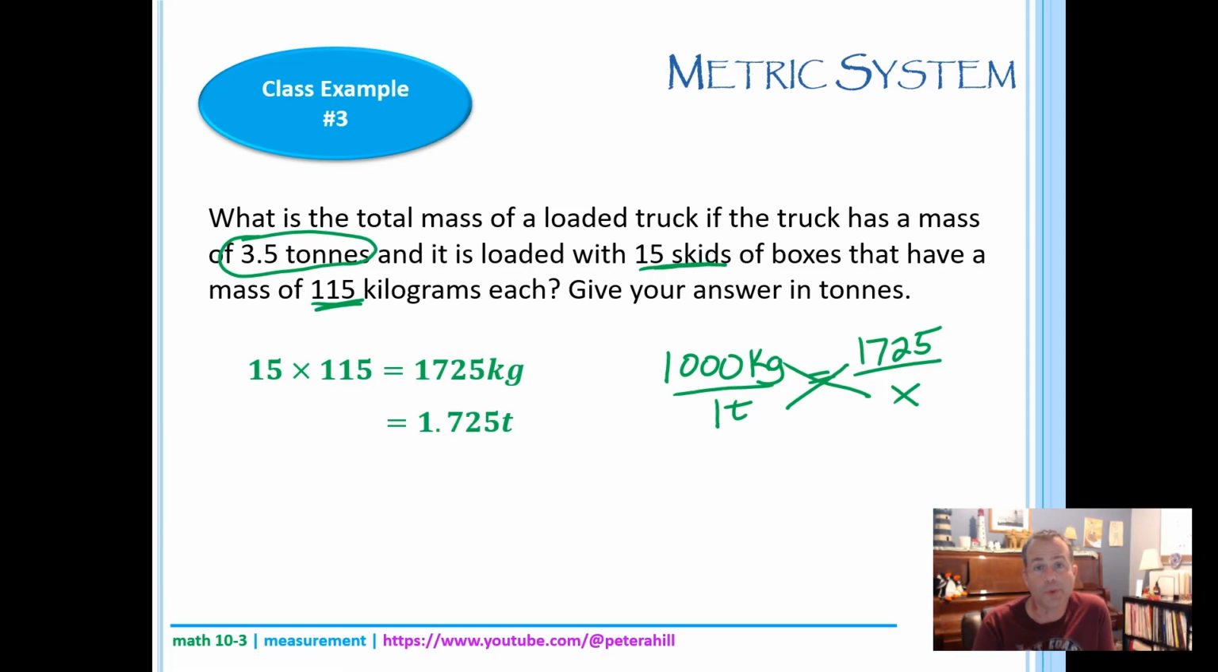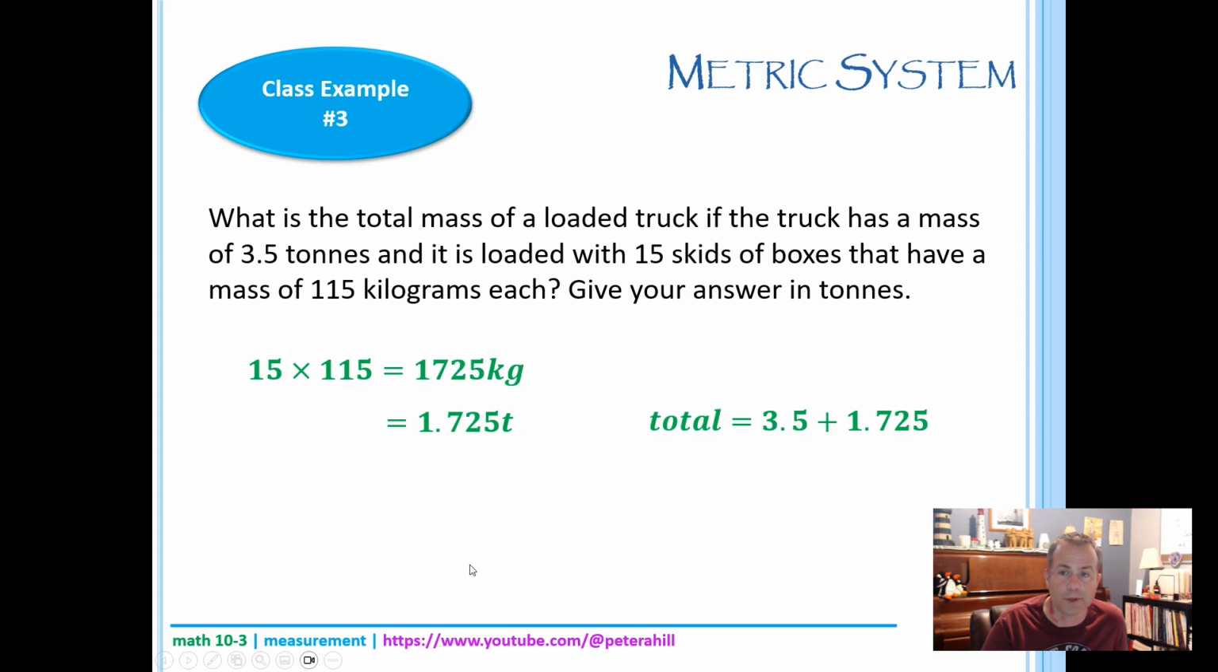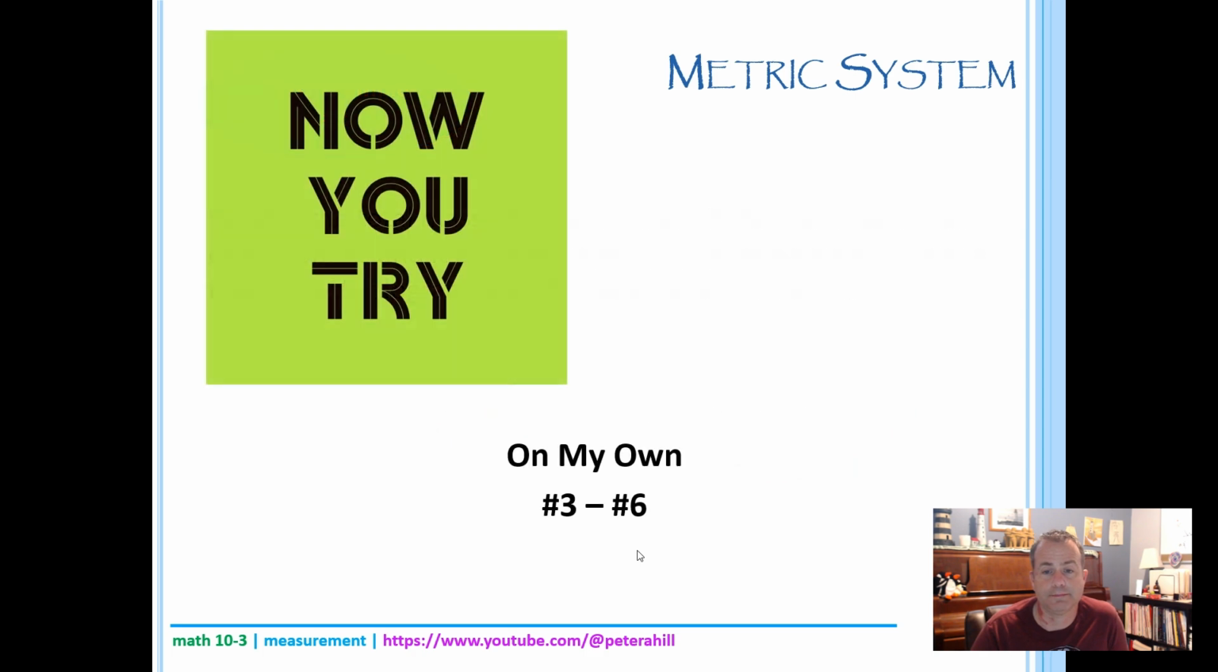Now, that's the weight of the skids, but I also have to take into account the mass of the truck as well. Let me just erase my ink there so it's not in your way. I have to add to that the 3.5. And so then I will get a total of 5.225 tons. So the total mass of this loaded truck will be 5.225 tons.